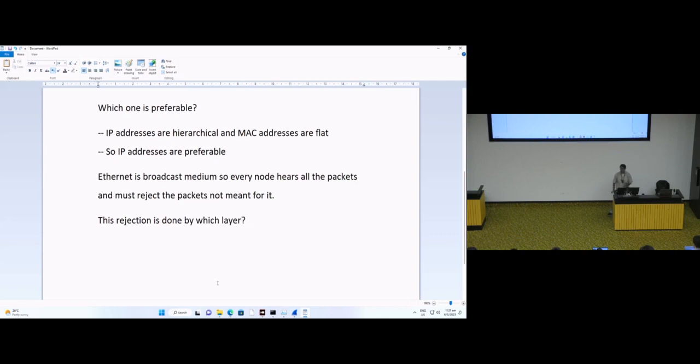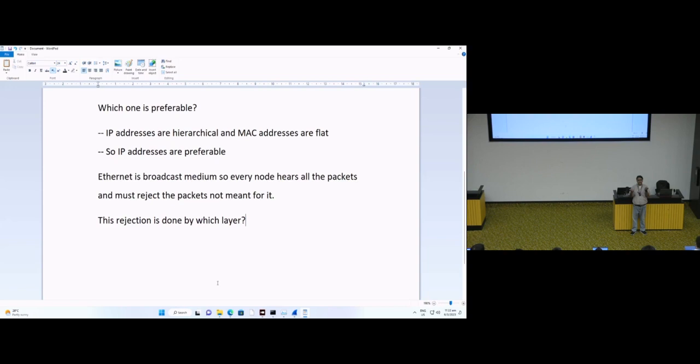This rejection is done by which layer? If you build a network with IP addresses, it needs to be done by layer 3. If you build a network with MAC addresses, it's done by layer 2. But we saw that it's not so preferable to build a network with MAC addresses, because MAC addresses are not hierarchical. Okay? So does that help you?